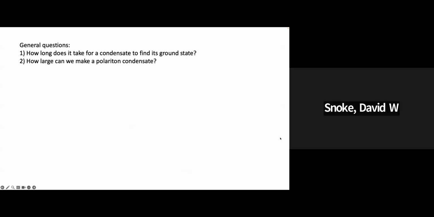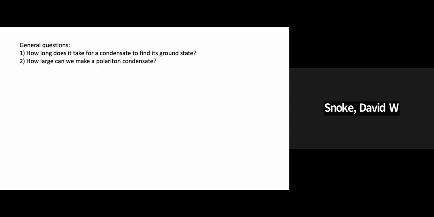Okay, so I want to spend a little time thinking about how good could this be? There are two questions one can ask. One is, I basically said that in the experiments, you make the condensate and just bang, it finds the ground state. It's really quite dramatic in the experiments, because you turn up this knob and suddenly it pops into the ground state of the whole system. How long does that actually take? And another question is, what's the scalability? How far can we scale these?